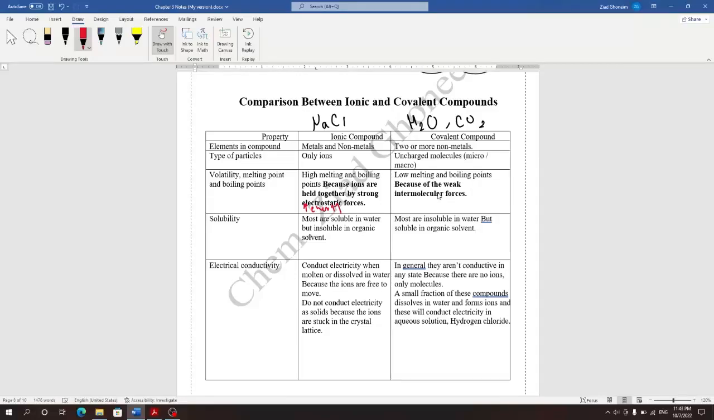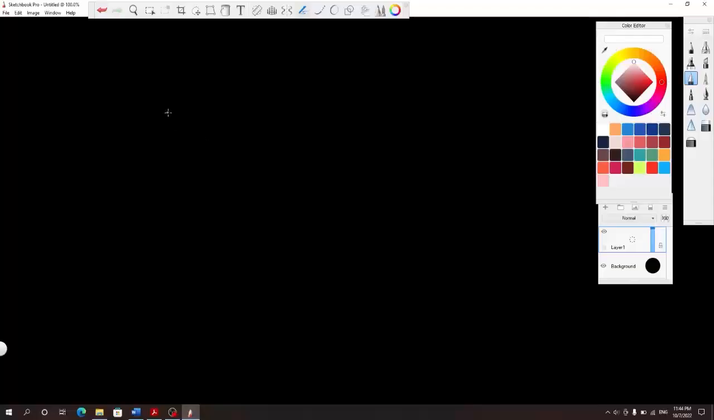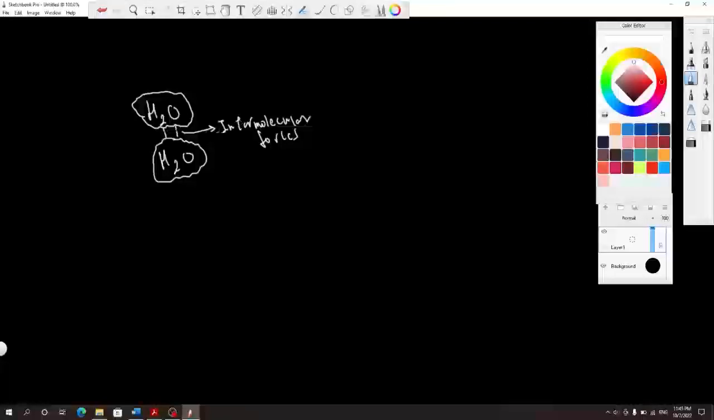Let me just hit to the whiteboard to explain this one. Okay, here we have a water molecule made of two hydrogen atoms and an oxygen atom, right? This water molecule is adjacent to another water molecule, okay? These two molecules are connected to each other by very weak forces of attraction called intermolecular forces. From their name, they're intermolecular, meaning that they are in between the molecules. Okay? These forces are very, very weak.